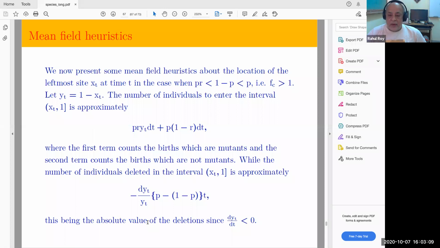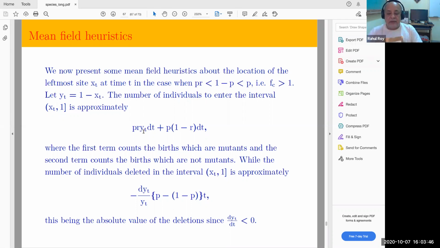So I will just end with some mean field heuristics. So let us look at the case when FC is bigger than or equal to 1 in this particular case. And we are looking at the location of the leftmost site xt at time t. And yt is 1 minus xt. So the number of individuals to enter the interval xt to 1 is approximately this.